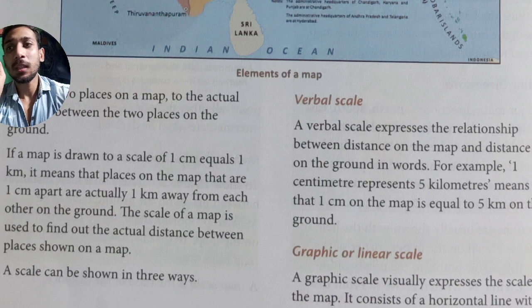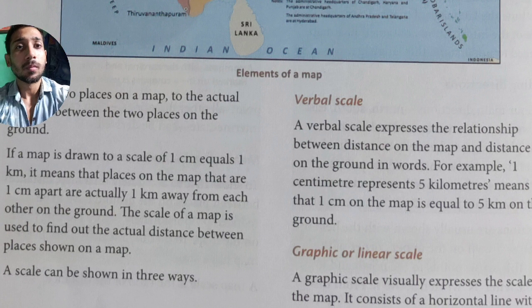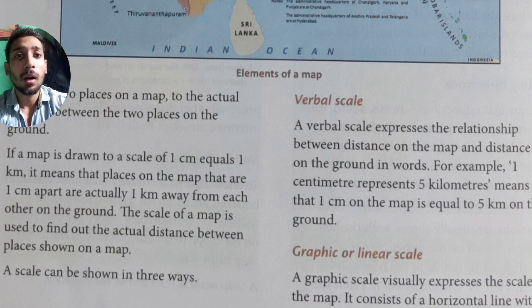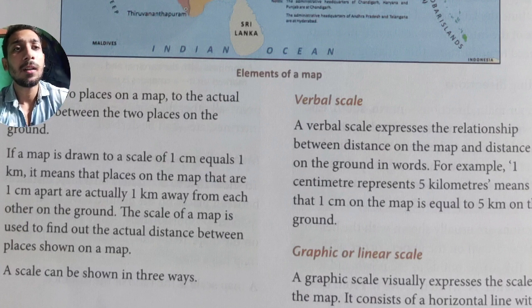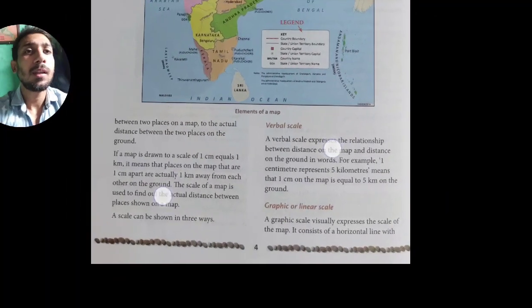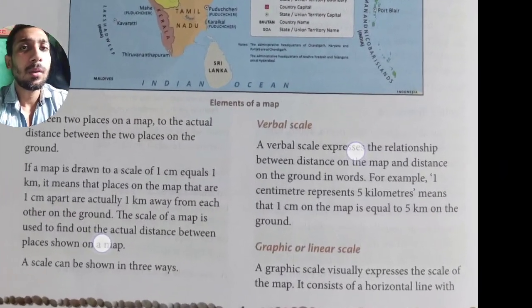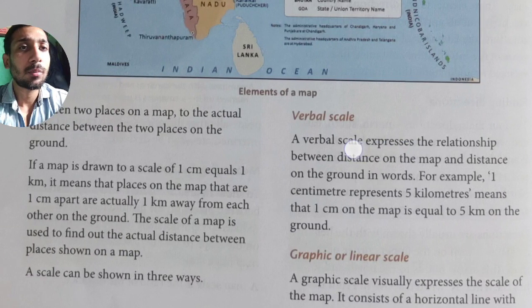Then it means the distance between this point and this point is clearly 1 kilometer in real on the ground, on the earth's surface, okay. So the scale of a map is used to find out the actual distance between places shown on a map, okay. So a scale can be shown in three ways, that is verbal scale, graphical scale, and representative scale, okay. I will tell you about this later on the next page.